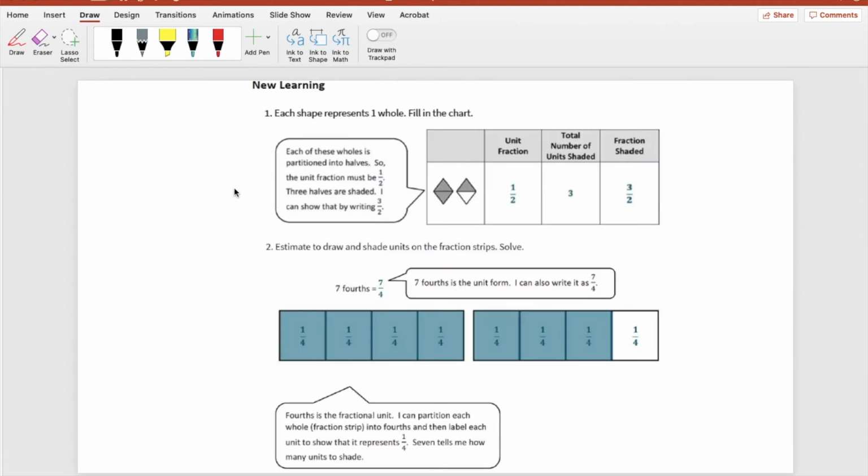All right, let's take a look at our new learning. It says each shape represents one whole. So I'm going to use my highlighter tool again.